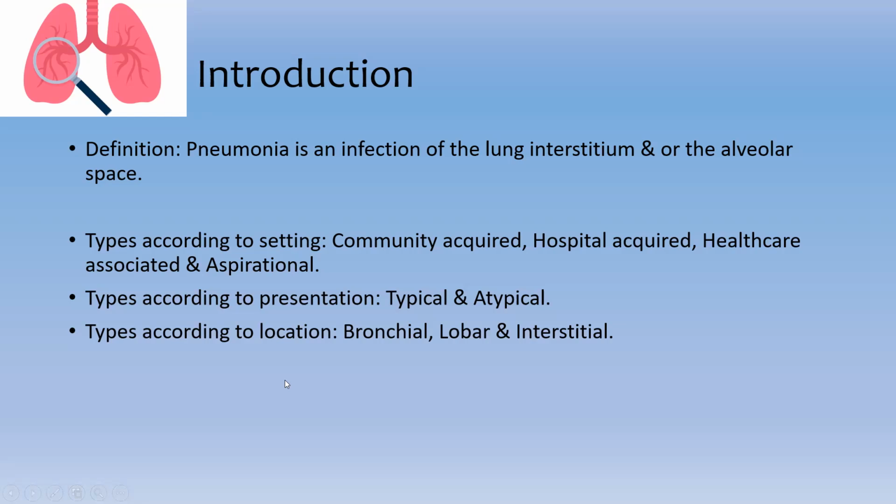Then there are types of pneumonia according to the location of the infection. The infection could be in the bronchus, okay? It could also be in the lung lobes, or it could be in the interstitium. So this is that space between the alveoli.